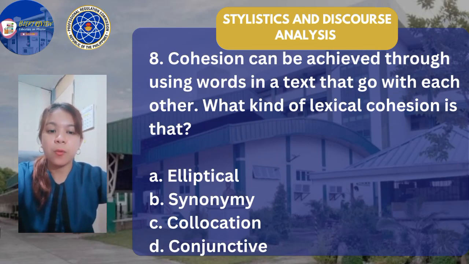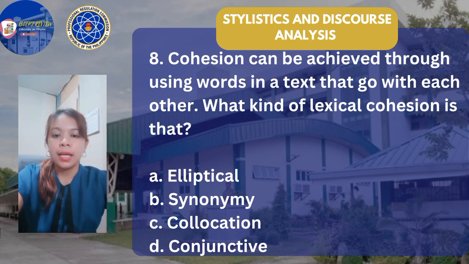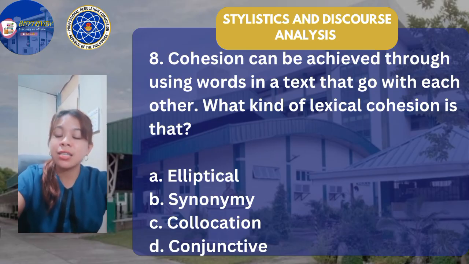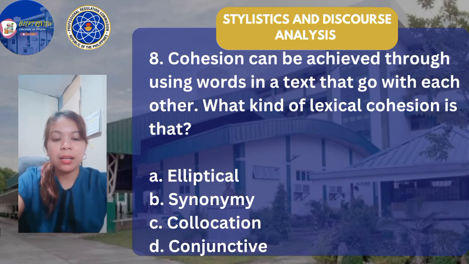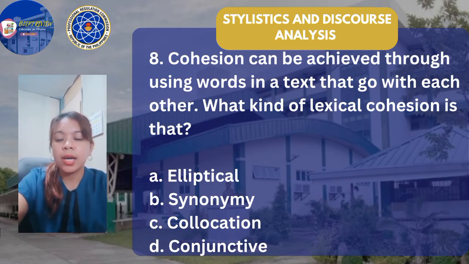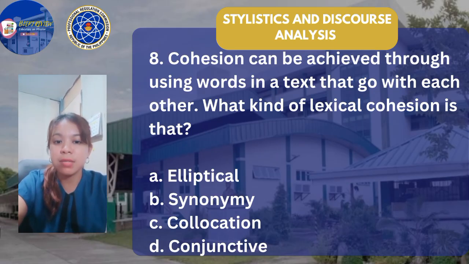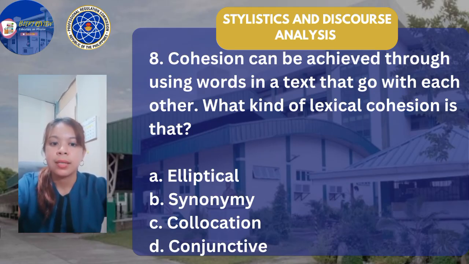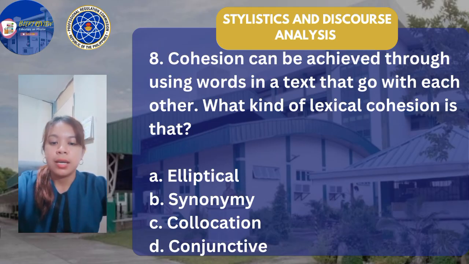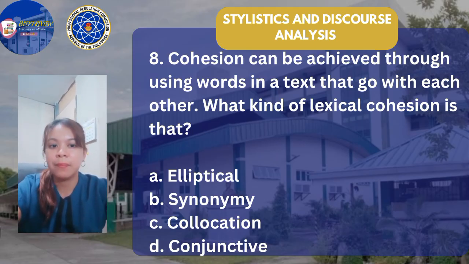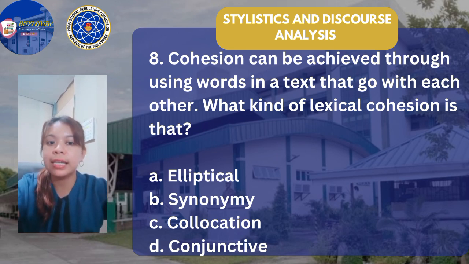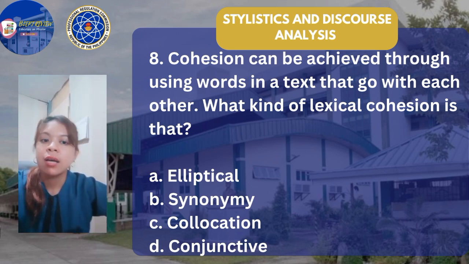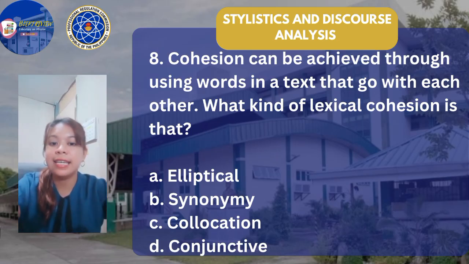Let's discuss the incorrect answers. We have the elliptical. This refers to ellipsis. It is a grammatical cohesion device where parts of a sentence are left out because they are understood from the context. We have the word synonymy. What does that mean? This involves using synonyms to create cohesion, which is different from the associative pairing found in a collocation. And lastly, we have the conjunctive. It is a type of grammatical cohesion, not lexical. It involves using conjunctions or linking words such as however, therefore. It is used to connect ideas.